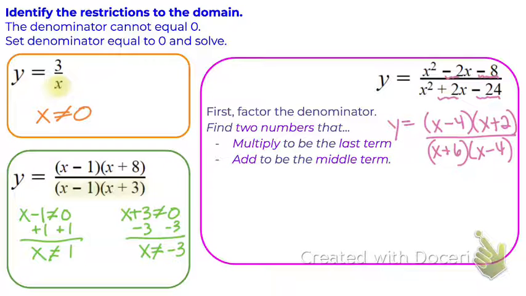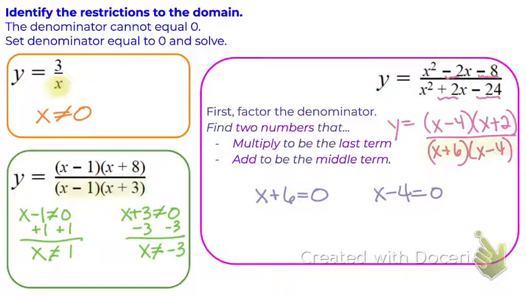Now that we've done this, let's look at that denominator. Remember, we don't want that denominator to be 0. So what would make x plus 6 times x minus 4 equal 0? Well, the zero product property says if we multiply numbers together and the answer is 0, one or both of them has to be 0. So if x plus 6 is 0, then the denominator will be 0. If x minus 4 is 0, then the denominator will be 0.